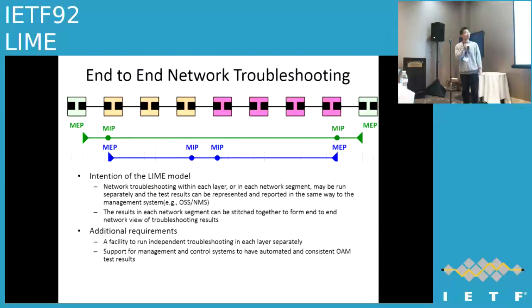With the Lime model, network troubleshooting within each layer and each network segment can be run separately, but we still honor the layer boundary. And the test result can be represented and reported in a consistent way to the management system. So the management system can do the job of stitching the troubleshooting results in different layers, and so form the end-to-end network view of the troubleshooting.